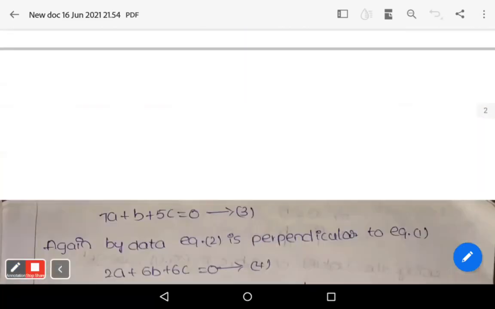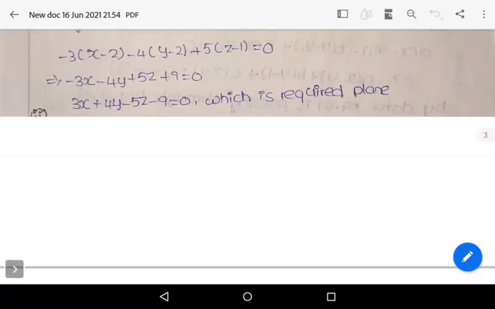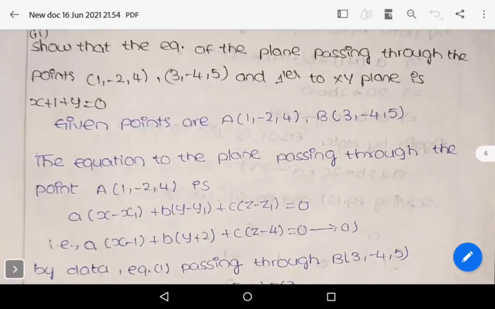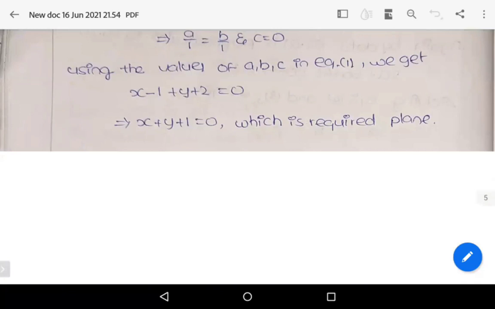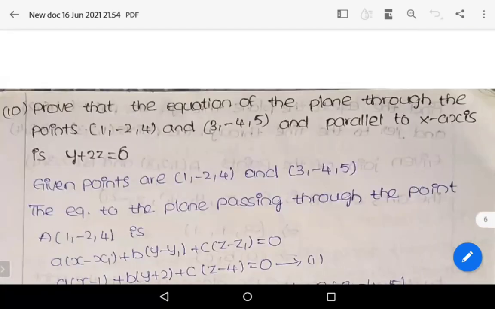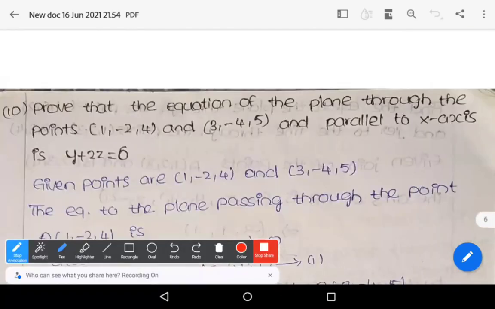I can explain the next problem. So again, observe that. Prove that the equation of the plane which passes through the points 1, minus 2, 4 and 3, minus 4, 5, and parallel to x-axis is y plus 2z is equal to 6.